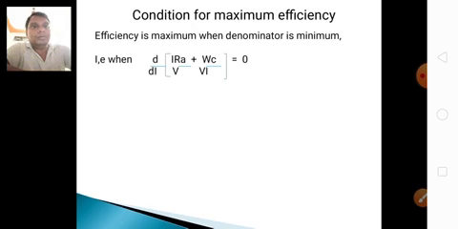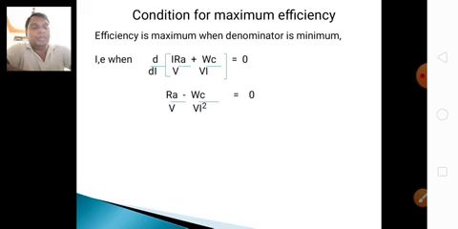So when the efficiency is maximum, the denominator is minimum, so this value will be minimum. So the derivative is equal to 0. Derivative with respect to I, equal to 0. The derivative of I with respect to I is 1, because we are differentiating with respect to I, so its value will be 1. The derivative of x is 1.